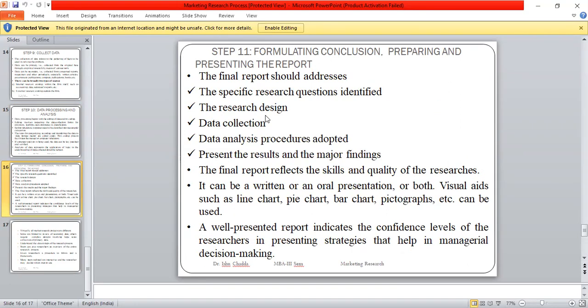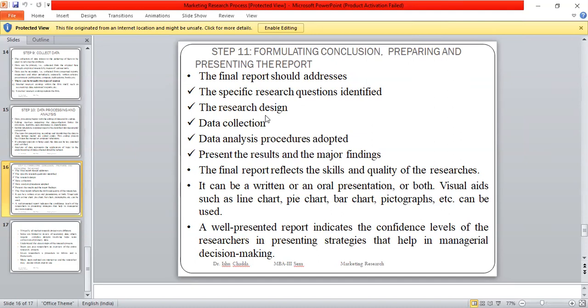The next is the research design. In Amritsar, on Majitha Road, I want to conduct my study because my food restaurant is there. That means I am framing my research design here. I want to go with primary data. The data collection technique is either primary data or secondary data. For the data analysis procedure, if I am following primary data, I have to go through those techniques. If I follow secondary data, I have to adopt those techniques. Then I have to analyze my data and present my results and major findings.